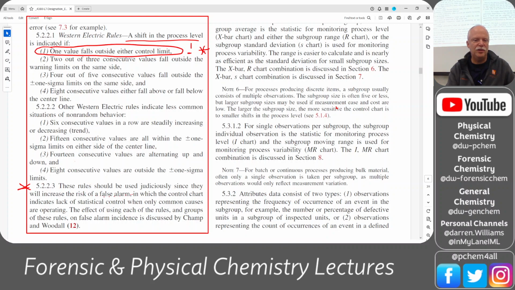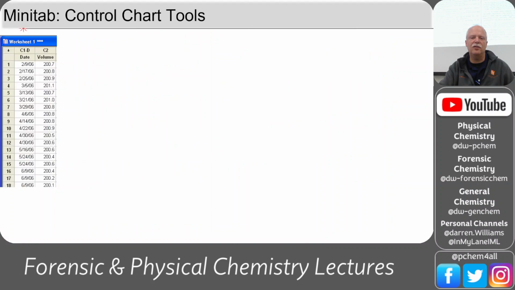It says these rules should be used judiciously because they will increase the risk of a false alarm, in which the control chart indicates a lack of statistical control when it's not. If you cast a net that catches all of these, you're constantly going to be trying to fix a system that's not broken. So you need to figure out which one of these is the key indicator for your process. So we're just going to use that top one. One value falls outside of the control limit.